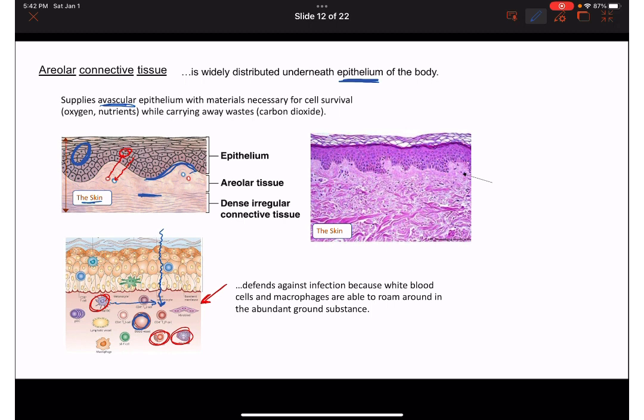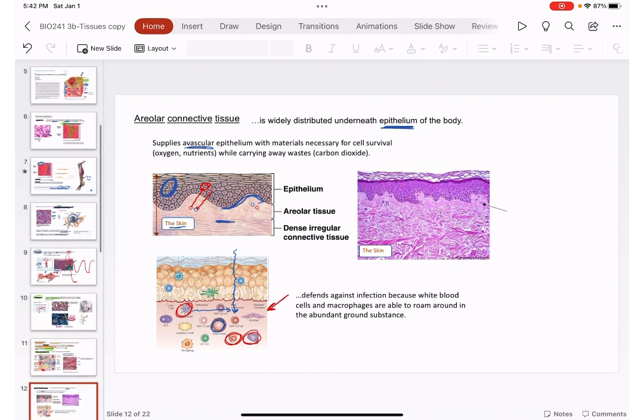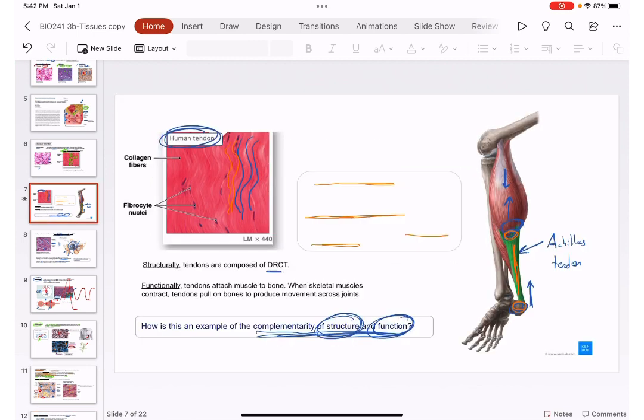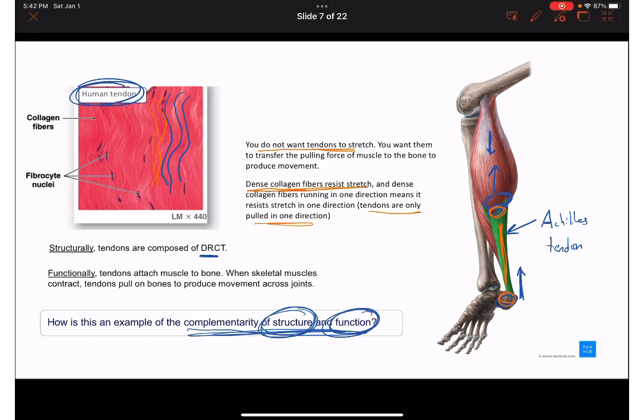So we're talking about areolar tissue here and how well vascularized it is. And that just reminded me of a point I wanted to make in an earlier slide. This slide here. And so here we're back to dense regular connective tissue. And is there a lot of ground substance in dense regular connective tissue? And the answer is no.